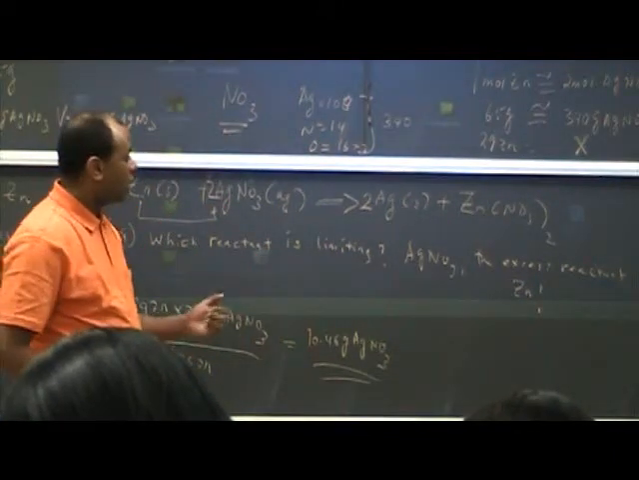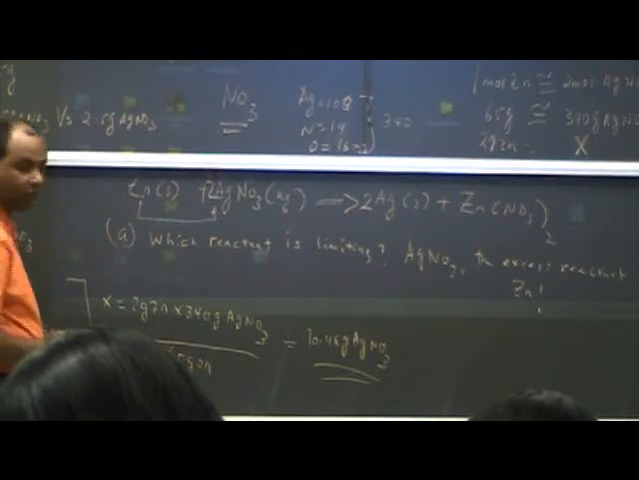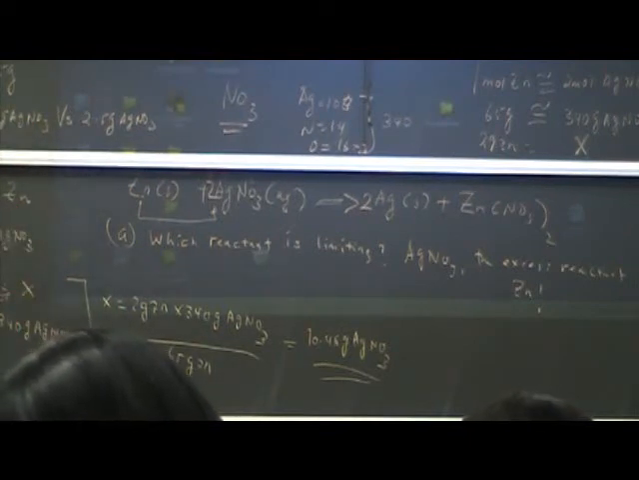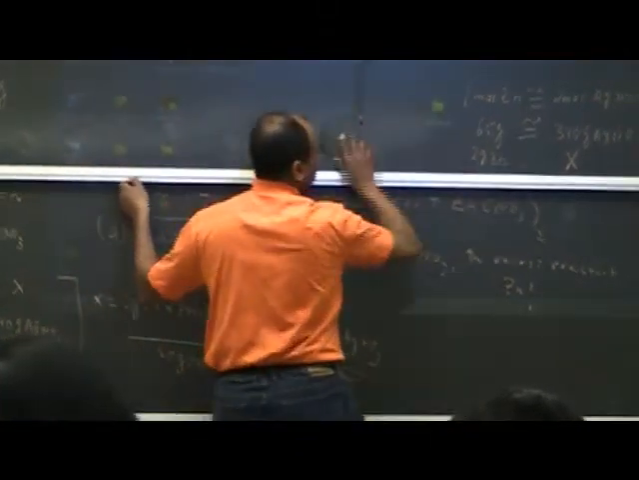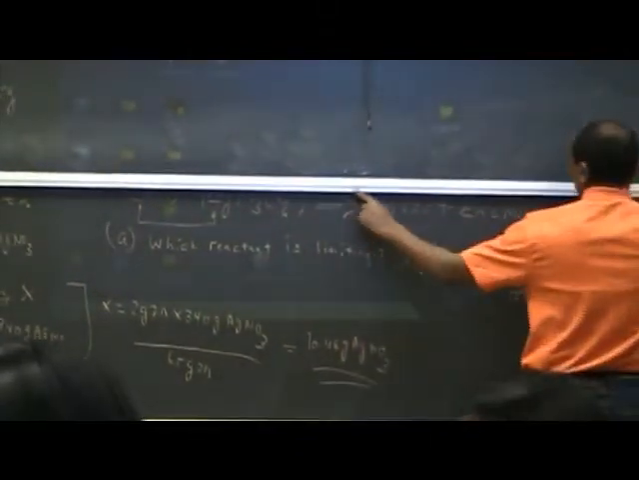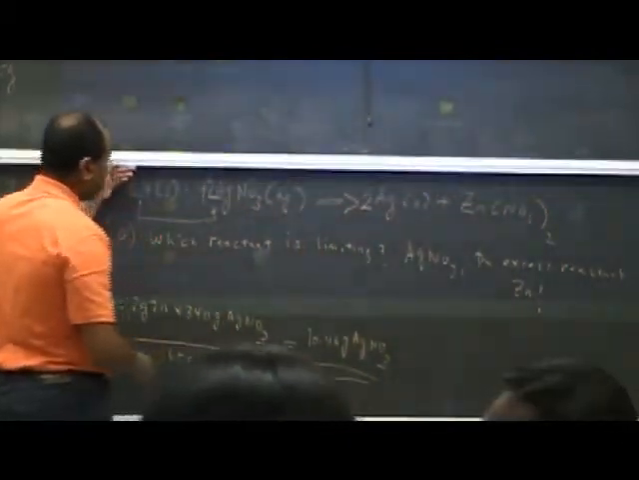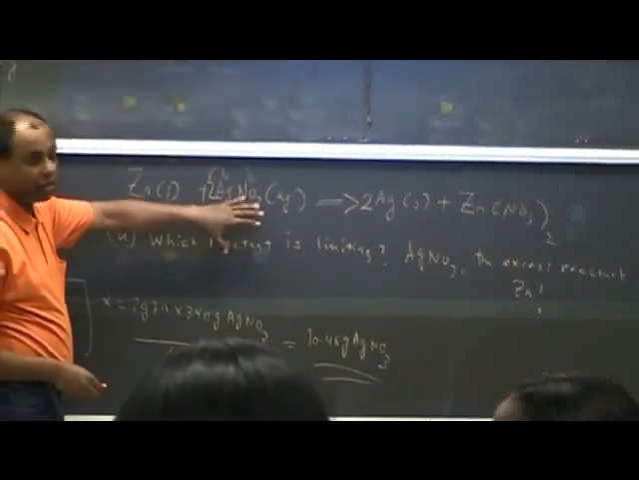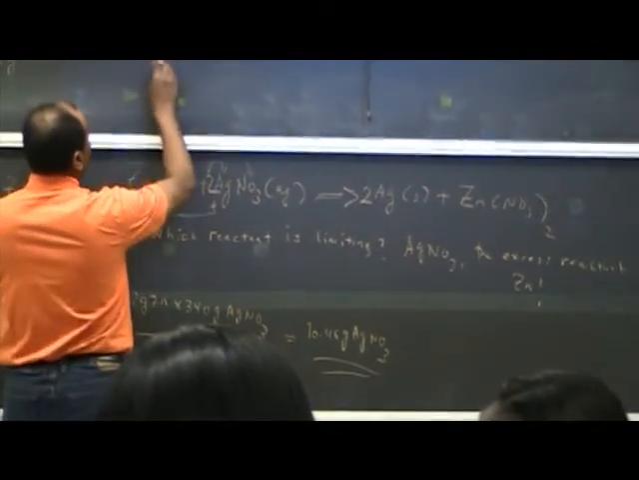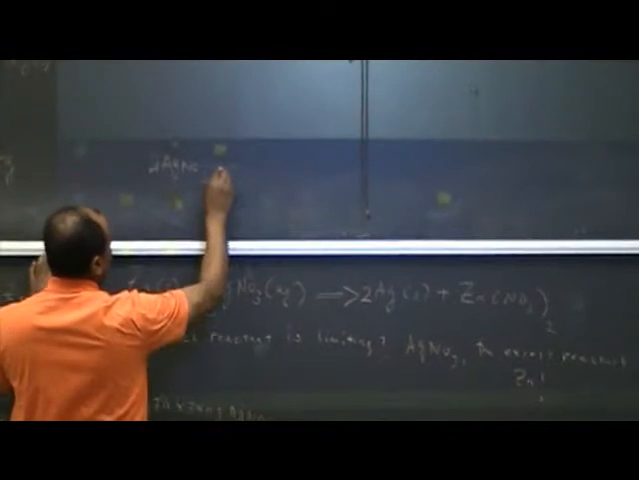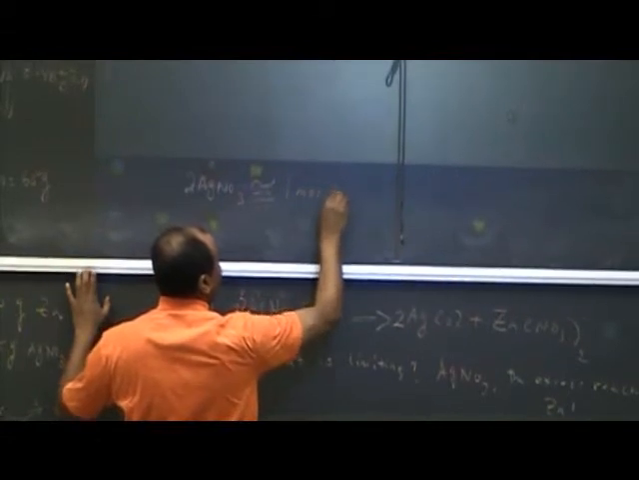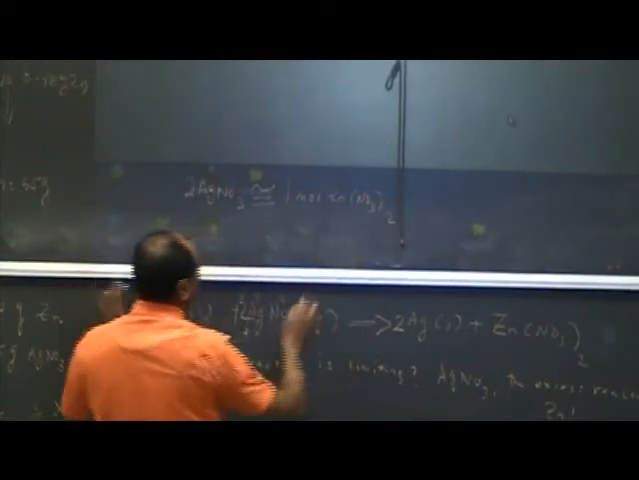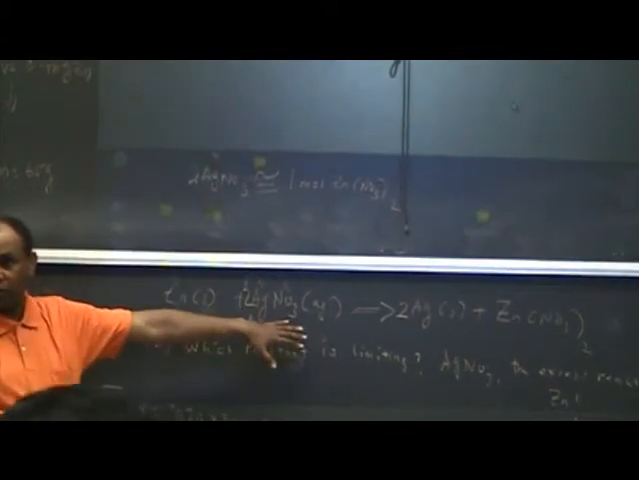Zinc nitrate is formed. So according to the chemical equation, I have to go back to the chemical equation. I would say 2 moles of silver nitrate is stoichiometrically equal to what? 1 mole of zinc nitrate, right? According to this equation.